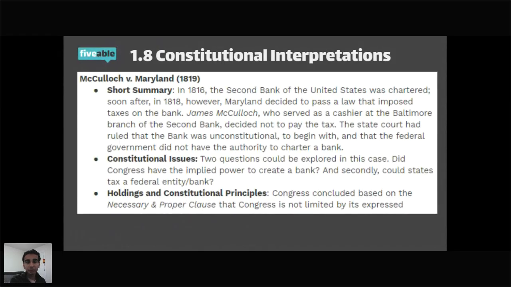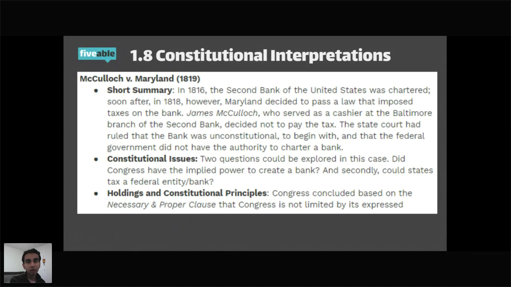With McCulloch versus Maryland, basically there was a bank that was chartered in Maryland, and then about 2 years later, Maryland decided they would pass a law that imposed taxes on that bank. The federal bank decided not to pay that tax, and then the state court ruled that the bank itself was unconstitutional, and the federal government couldn't just charter a bank in their state. The issues were: does Congress have the implied power to create a national bank, and could states tax the federal government or a federal bank?